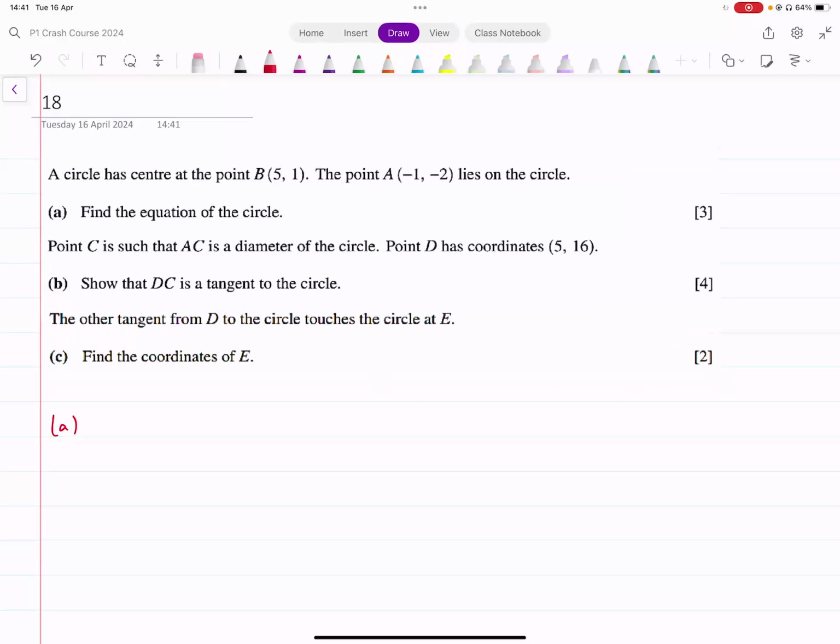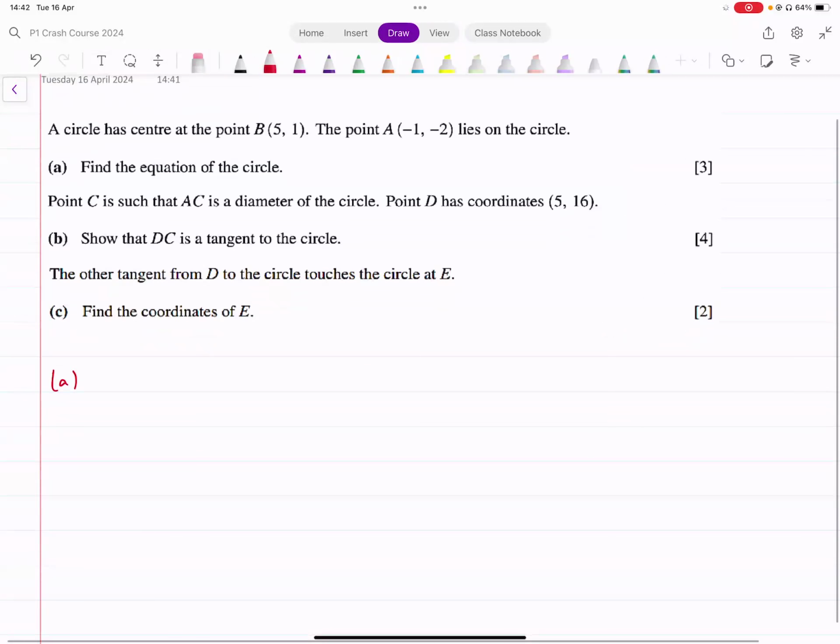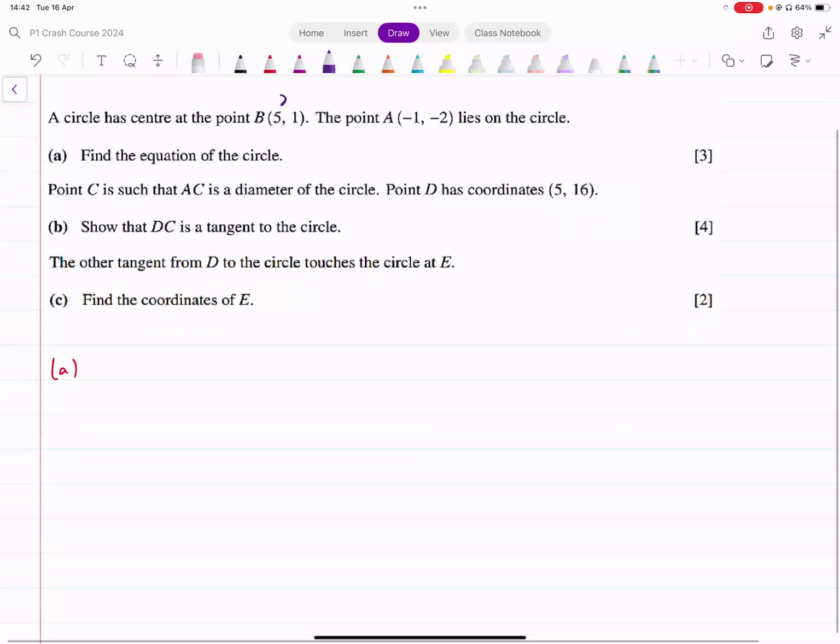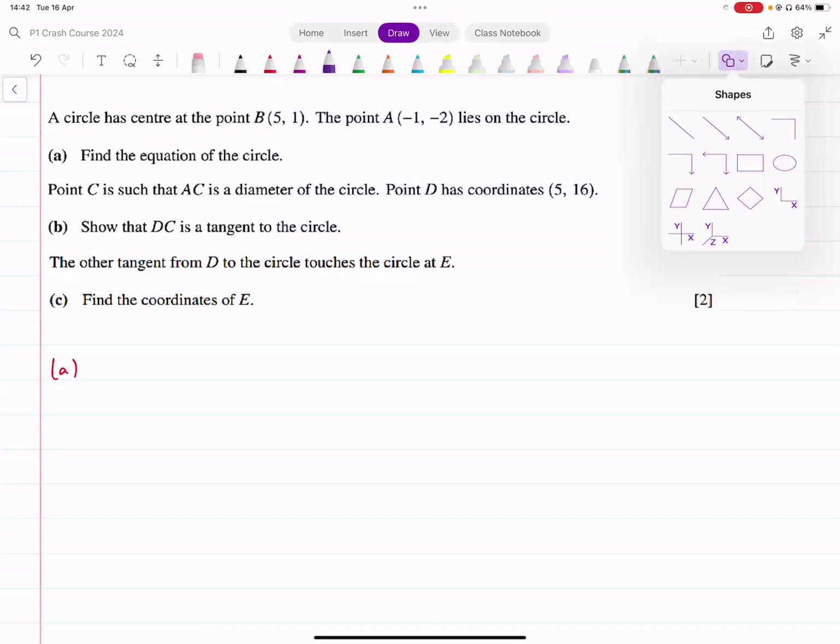Okay, so now we have a circle that has center at the point B, and there's a point A that lies on the circle. Lying on the circle means it lies on the circumference of the circle, right? We need to find the equation of the circle, and that's pretty straightforward. B is the center, A is the point that lies on the circumference. All we need to write down the equation of a circle is center and the radius. Now it's going to look something like this. Or in fact, there's no need to draw at this point. You can do it directly. B is the center. A is a point on the circumference.